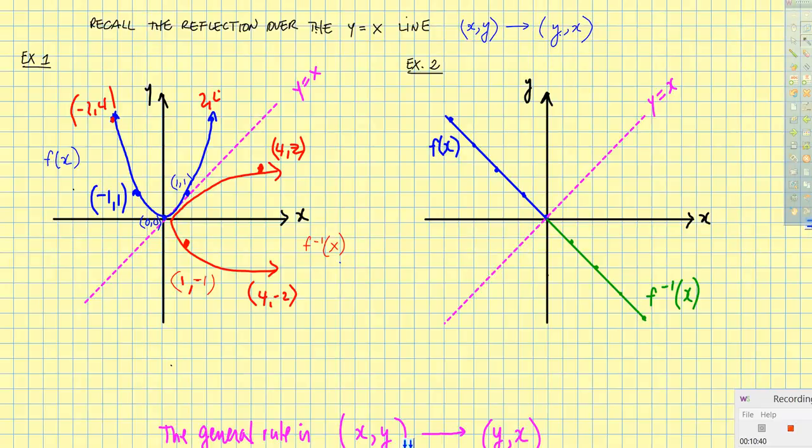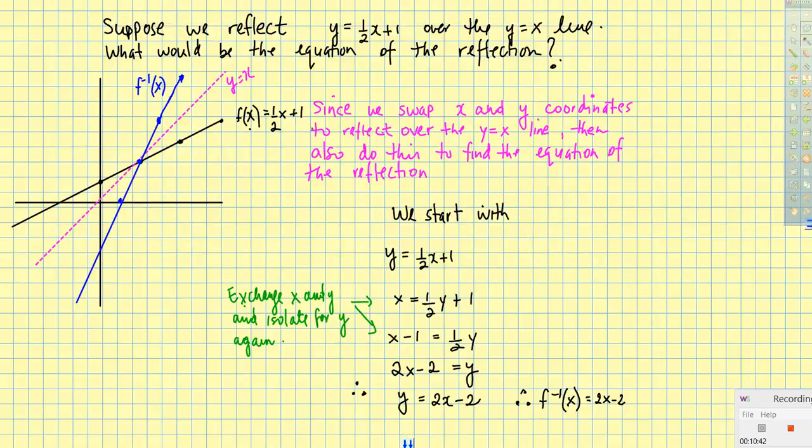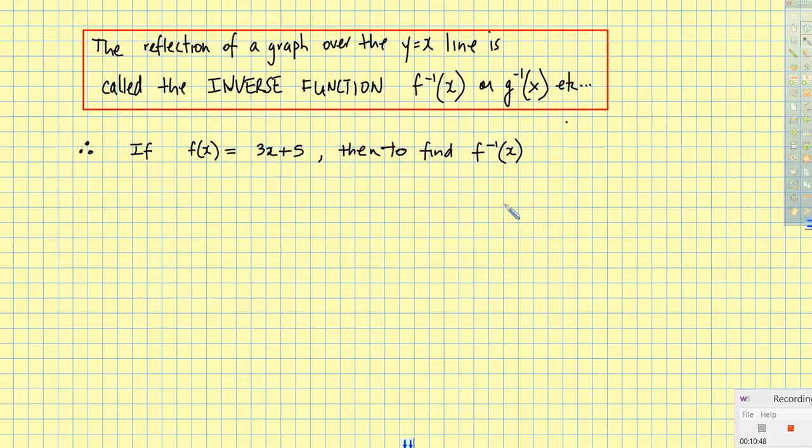Okay, so having done that, now I can officially say that when I am reflecting a function over the y equals x line, that new function is called an inverse function. And the inverse function is denoted as f to the negative 1 of x, or g to the negative 1, or h to the negative 1, or f inverse, g inverse, or h inverse.